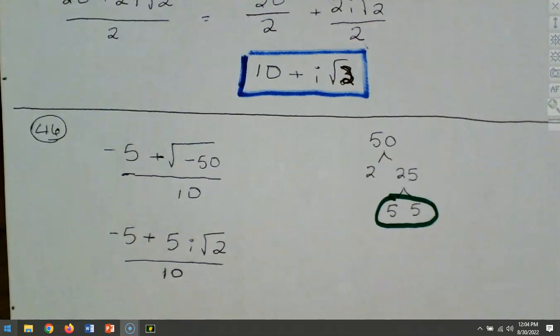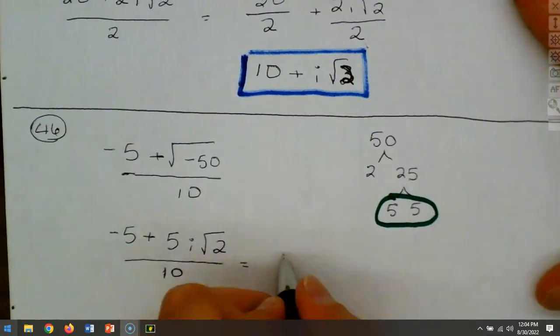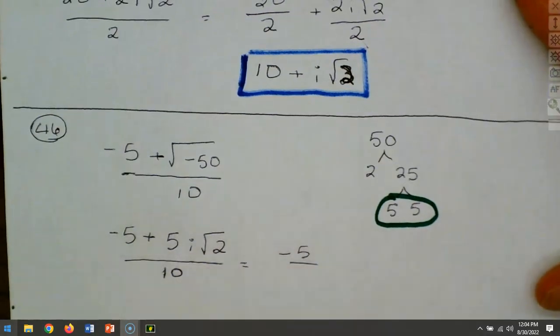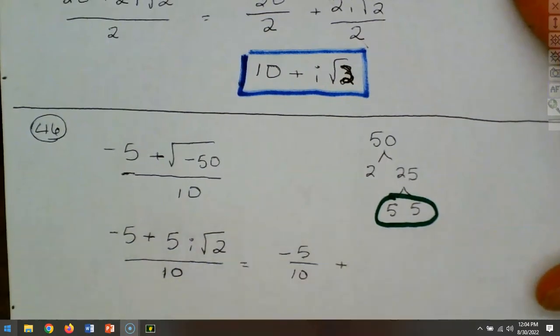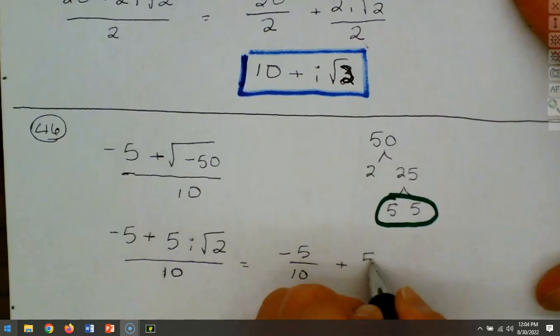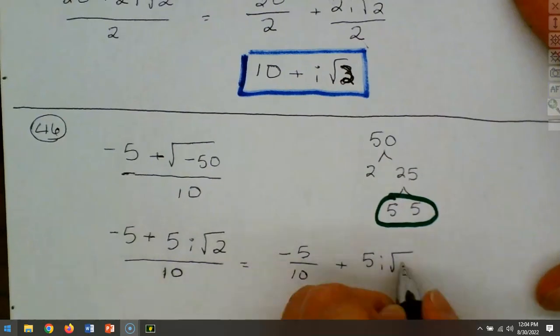Is everyone with me so far there? Now, we need to break this up. And if they're fractions, we keep them as fractions. We go ahead and break this down into the real part, which is minus 5 over 10. And then we have a plus. We've got 5i square root of 2 over 10.